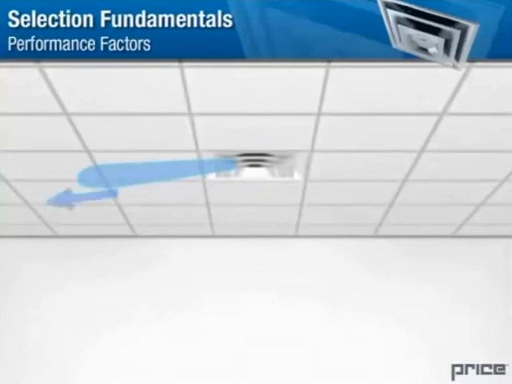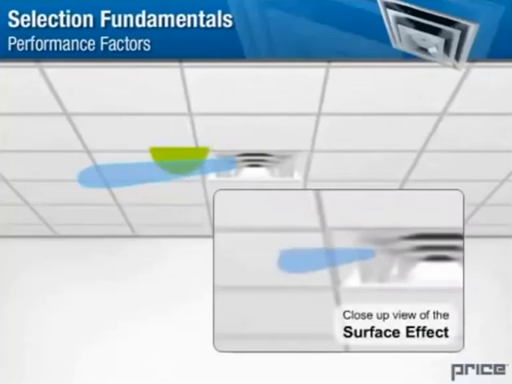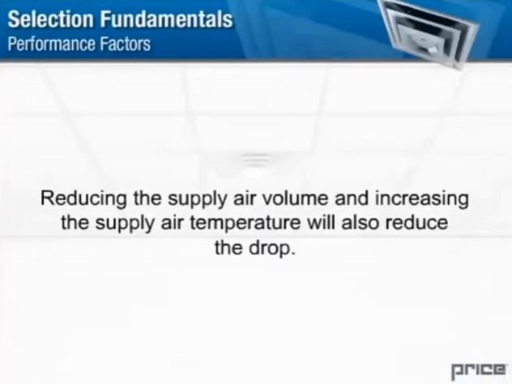Drop can be minimized by utilizing the surface effect of the ceilings. Outlets located in or near the ceiling will exhibit less drop than outlets located on exposed ductwork. Reducing the supply air volume and increasing the supply air temperature will also reduce the drop.